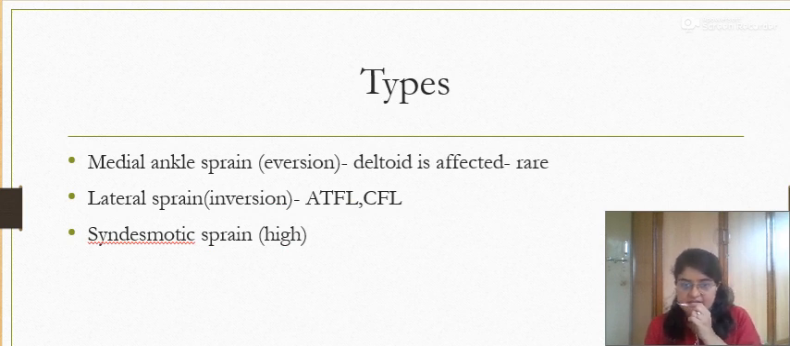Types: there are three types. One is the medial ankle sprain, which is an eversion injury to the ankle. A medial ankle sprain affects the deltoid, which is present on the medial aspect of the ankle joint, and it is a very strong ligament, so it is very rare to affect the deltoid. Lateral ankle sprain is the inversion injury. Here the lateral structures, that is the ATFL and the CFL, are very weak, so lateral ankle sprain is more common. And the third is the syndesmotic sprain, which is the high ankle sprain.